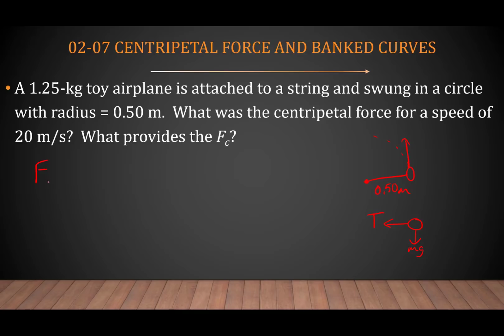So let's solve for centripetal force. It's equal to mv squared over r. Plug in numbers: 1.25 kilograms times v, which is 20 meters per second, all squared, over r, 0.50 meters. We get our centripetal force equal to 1.25 times 20 squared divided by 0.5. Woo, that's a lot. 1,000 newtons.